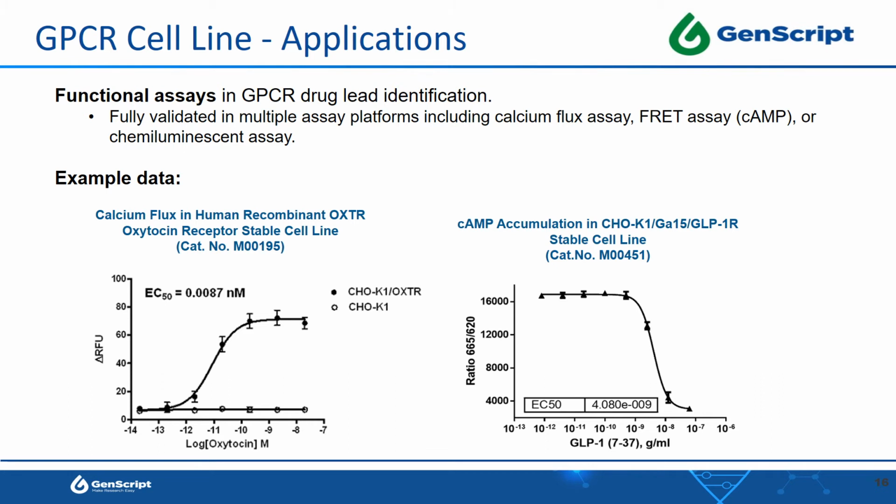On the left panel is a calcium flux assay in the human recombinant oxytocin receptor stable cell line. With increased dose of oxytocin, you can see increased level of the relative fluorescent unit change. On the right panel is the representative data of the cAMP accumulation in the CHO-K1 Galpha15 GLP1R stable cell line. As you can see, with an increased level of GLP-1, you see decreased level of the ratio of 665 versus 620.